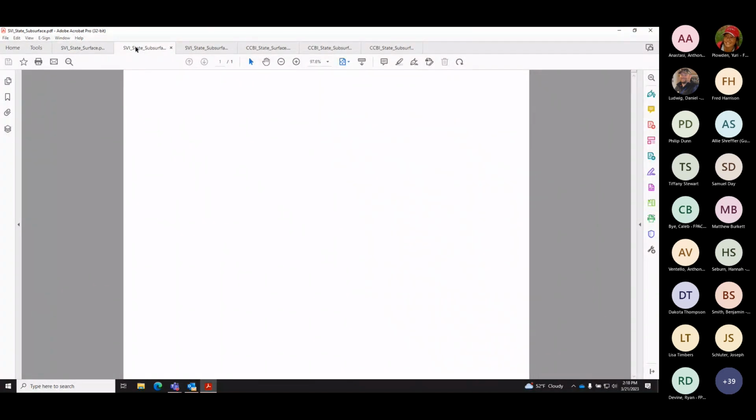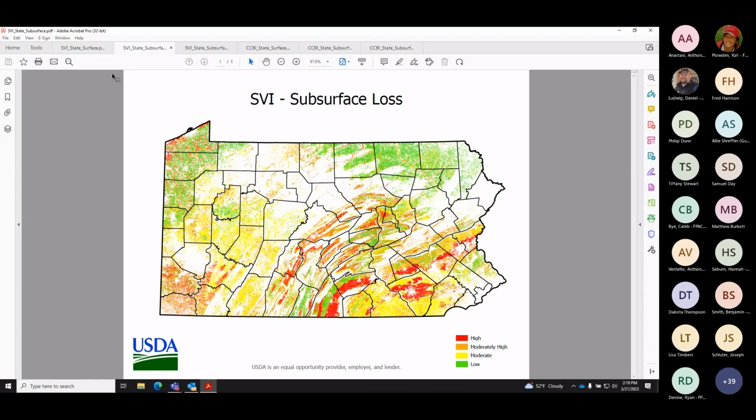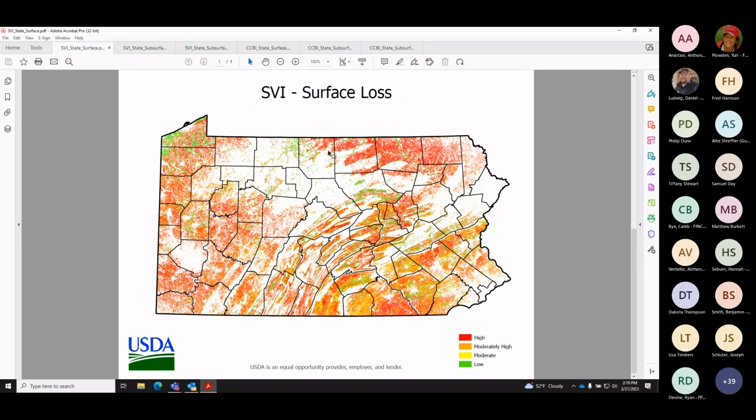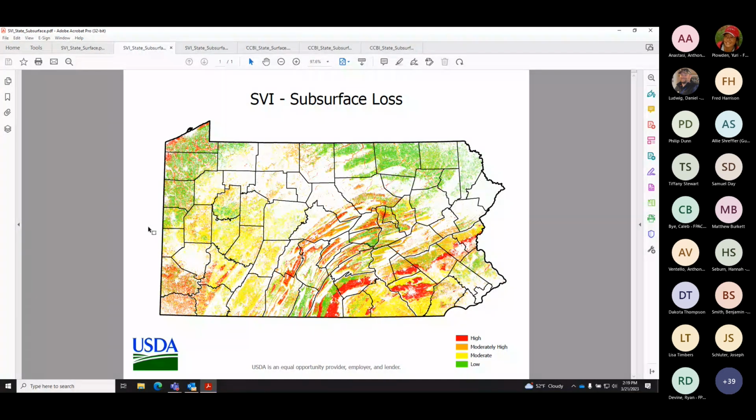We also have separate maps for, that one was the surface. We also have a separate map for subsurface loss. You can really see big differences between the two, where surface is much more of a problem in Pennsylvania than subsurface loss. But there are still some areas that are red on here.